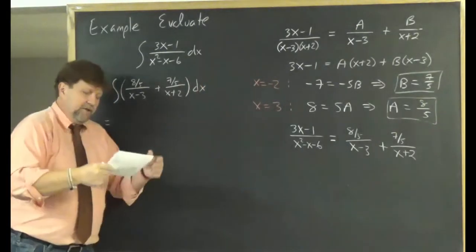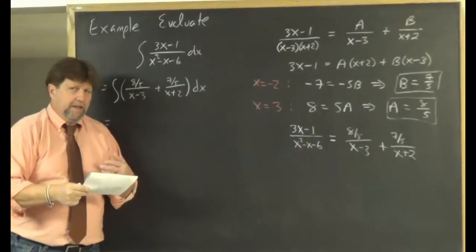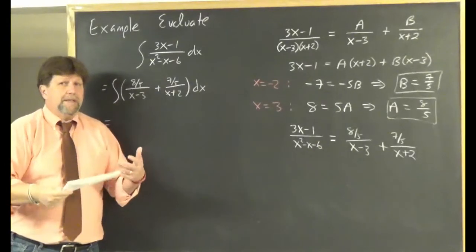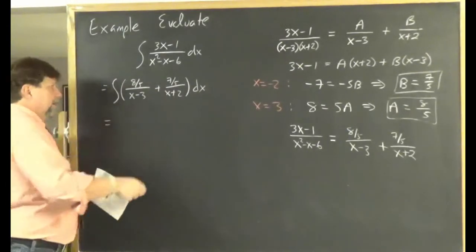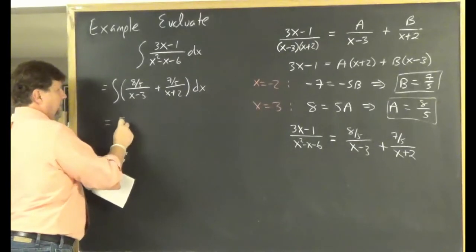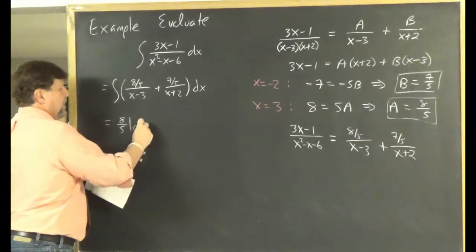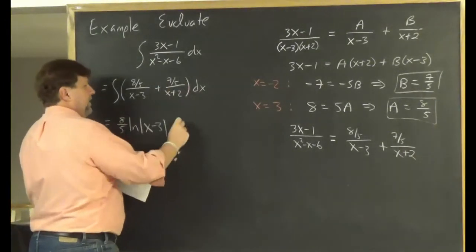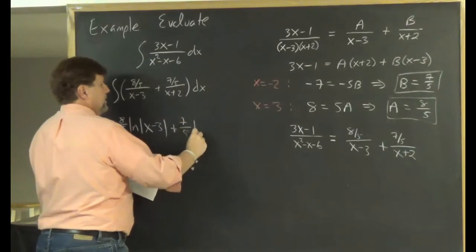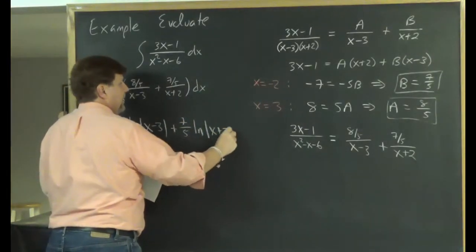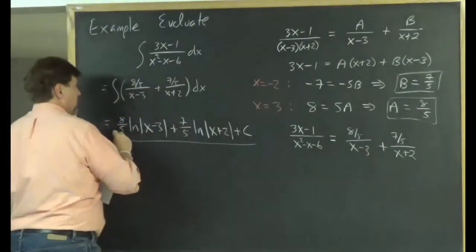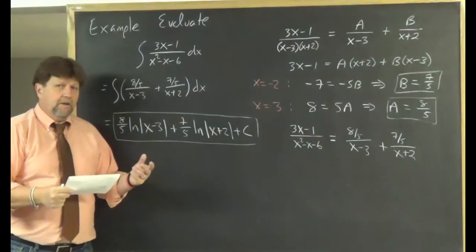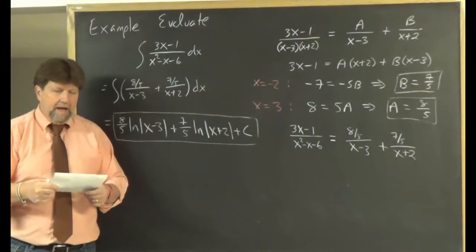And then the term-by-term integration should be very friendly. This is something we saw way back in section 8.1, the general formula. It was a basic formula that I reviewed. The antiderivative of the first term is just 8/5 natural log absolute value x minus 3, plus the antiderivative of the second term, 7/5 natural log absolute value of x plus 2. And that's all there is to it. The process isn't that bad.